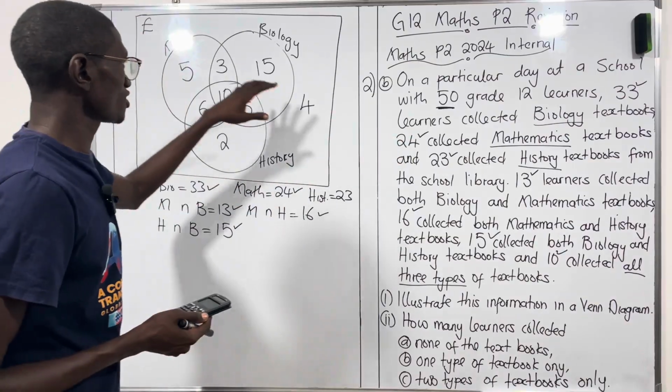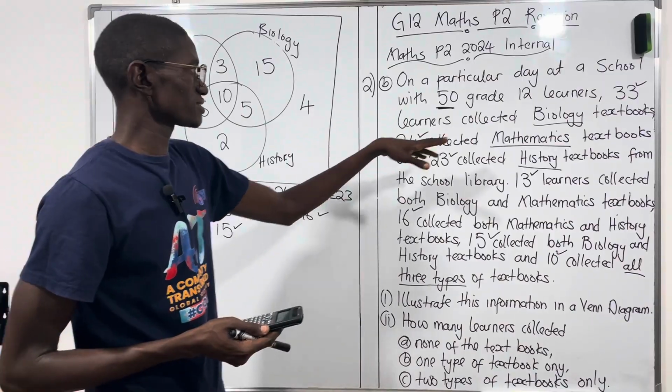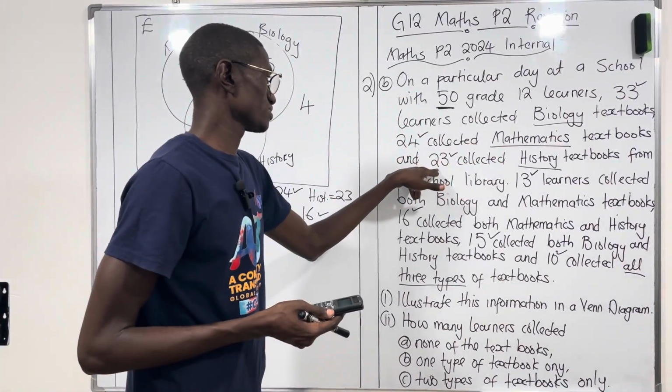Okay? And then once you have confirmed that all the sets have their required values, mathematics should have 24, which we have confirmed. History should have 23, we have confirmed.